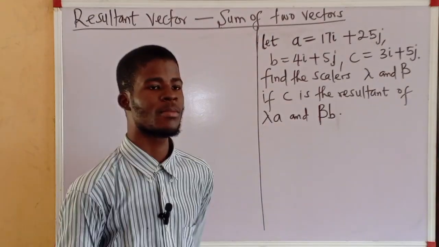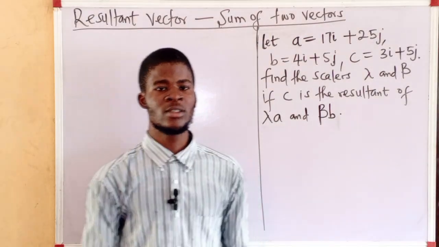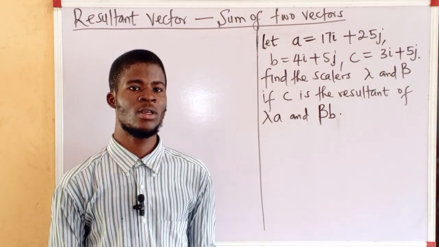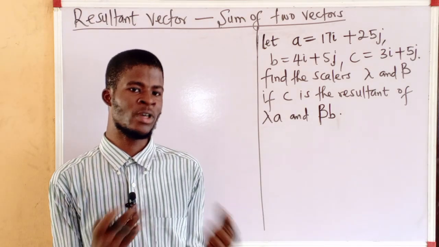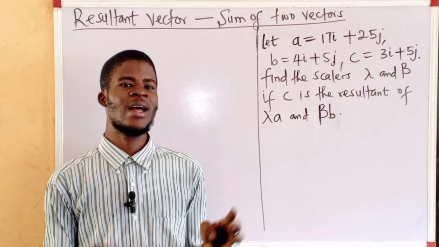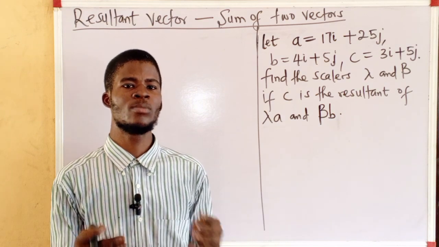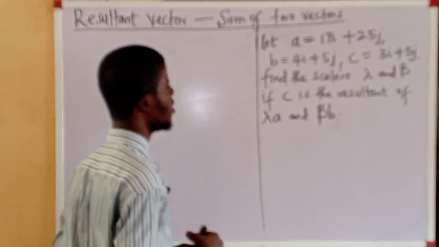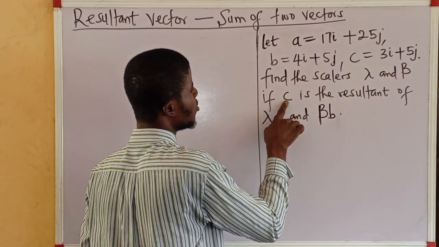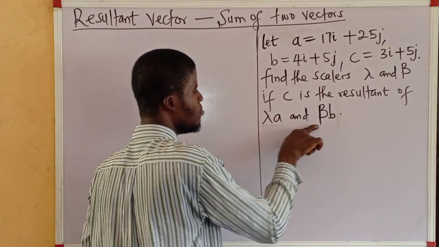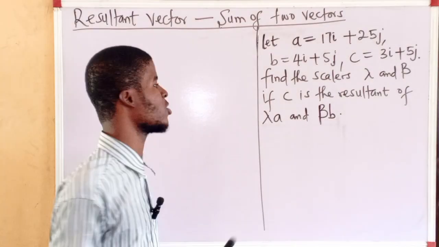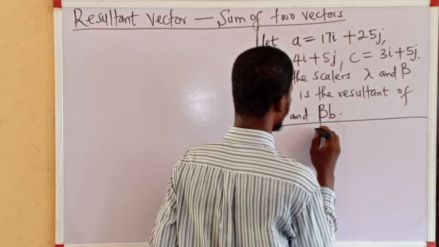and beta B. Now, the idea is that the resultant of two vectors is actually the sum of the two vectors. So if you add two vectors together, you are going to obtain a resultant vector. Now, the question is saying that C is the resultant of lambda A and beta B. So what is lambda A? What is beta B? That's the first question. Solution.